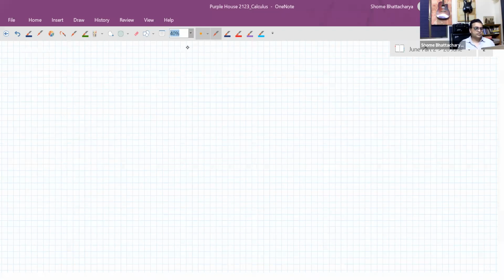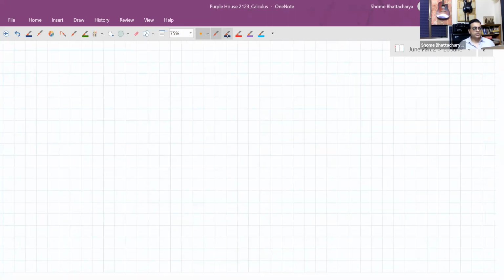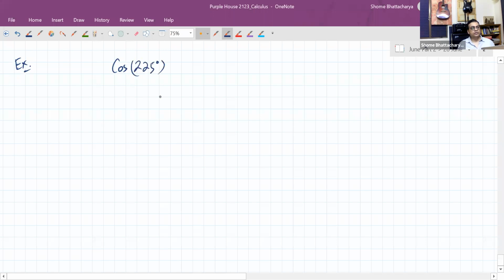Now let's finalize this by understanding how we can use this practically in finding values. For example, if I randomly ask you something like cos of 225 degrees, you don't need to memorize any formula for this. All you need to do is keep this diagram in mind. 225 is 180 plus something, so I'm rotating my vector somewhere over here. If this angle is 225, then how much is this angle? It's 45.